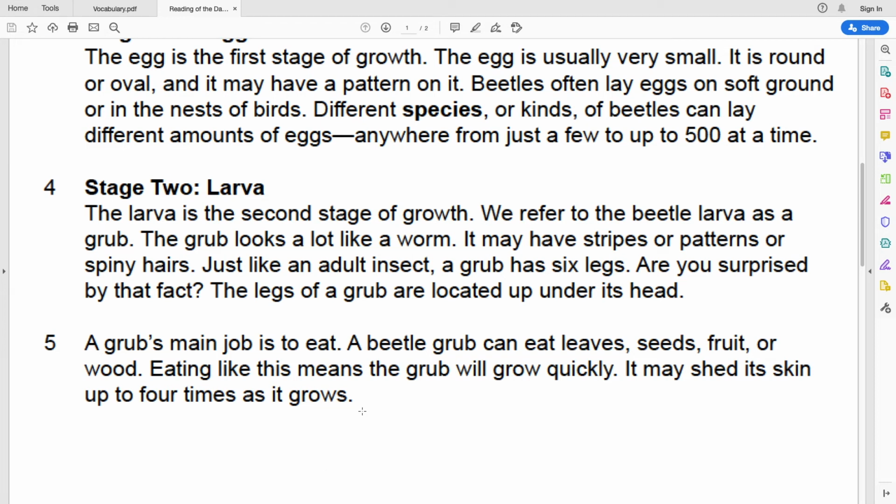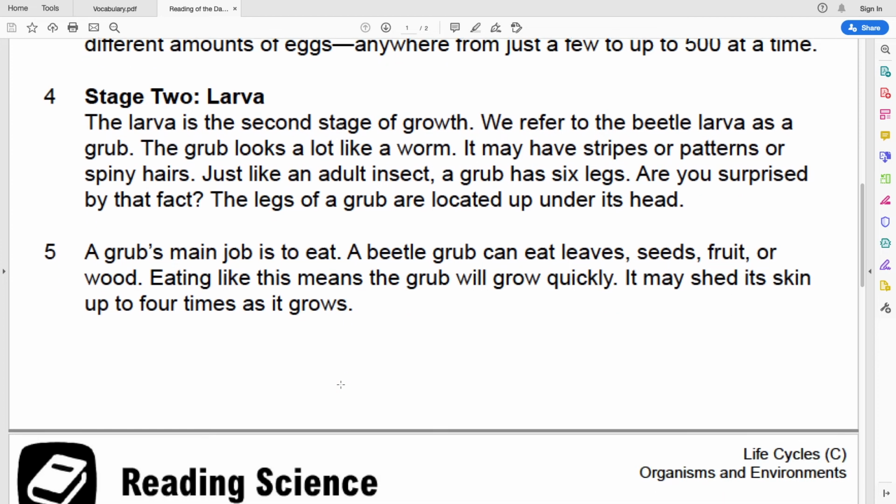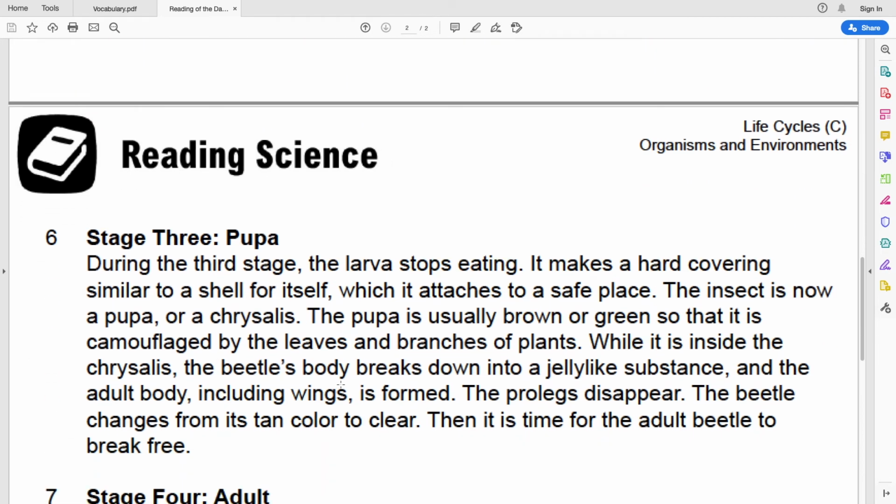And that's also for you guys. You are still young. So in order to grow and have a good development, you need to eat a lot, right? And of course, we need to eat healthy. And the way that beetles do it is that they eat leaves, seeds, fruit, or wood. That's how they get their nutrients in order to grow and go to stage 3, which is pupa.